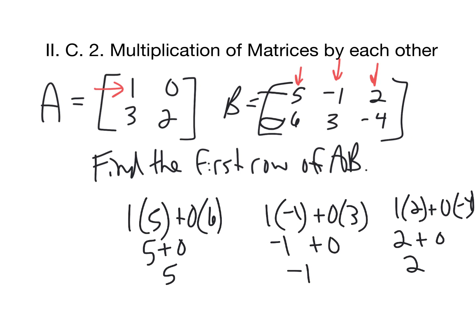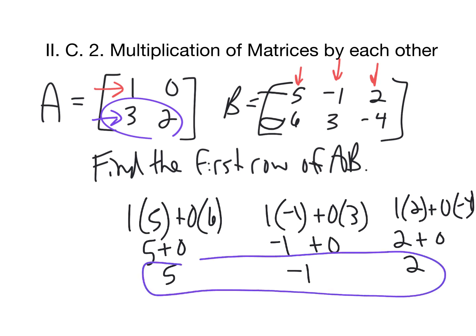If they asked us for the whole thing, then we would go ahead and do the same thing, only we would be taking the 3, 2, turning that and multiplying to all 3 of those. Okay, so basically we would end up with 2 rows and 3 columns for our final answer, but this would be the first row if we multiplied those together.